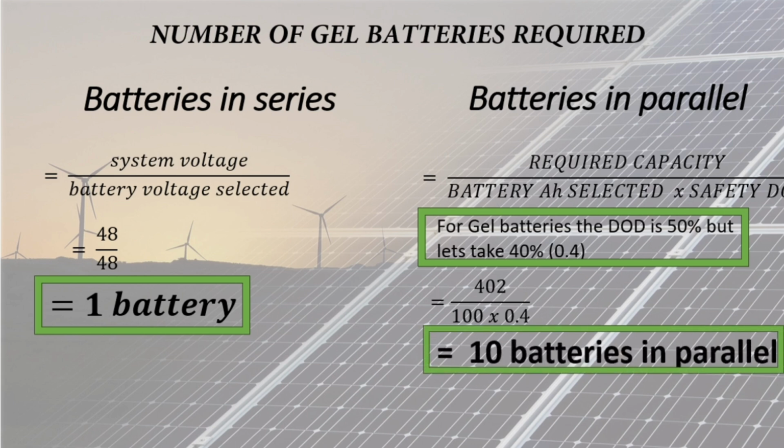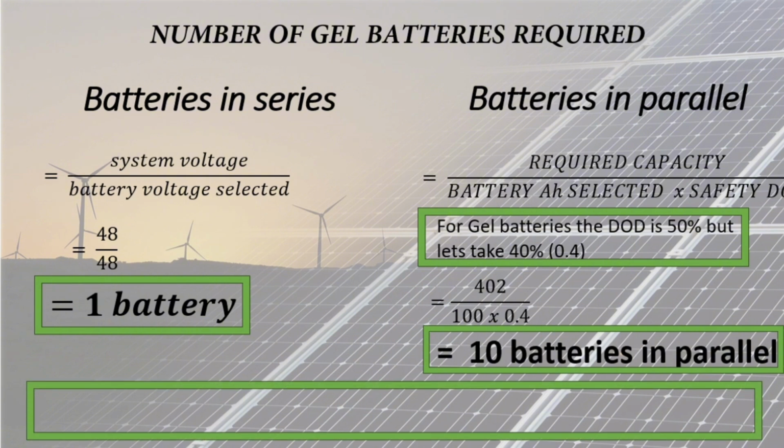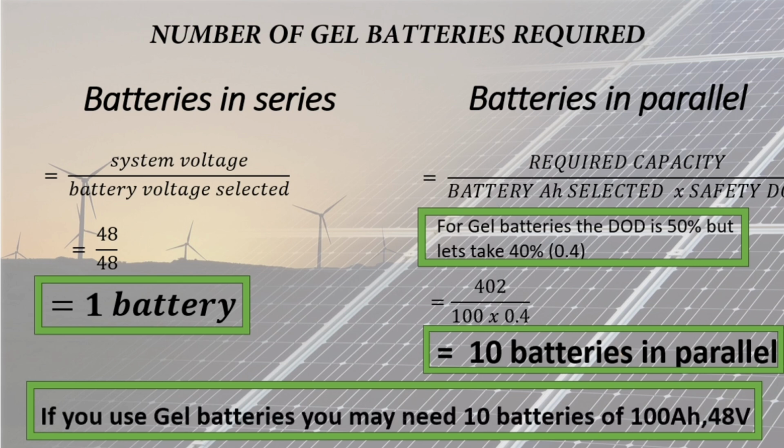So here's the thing. If we decided to use lithium batteries, we will use only 5 batteries. But if we decided to use gel batteries, we will use 10 batteries. So for context, if we have small space for our battery storage, we have to go for lithium batteries, as they need less space as compared to gel batteries.